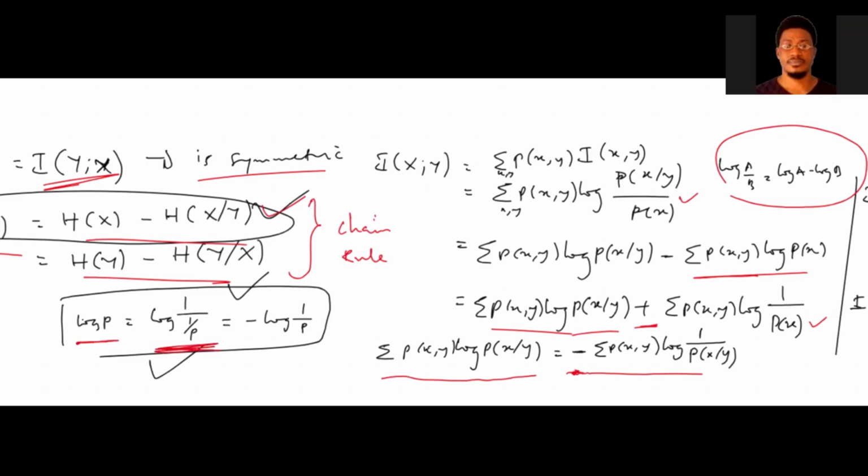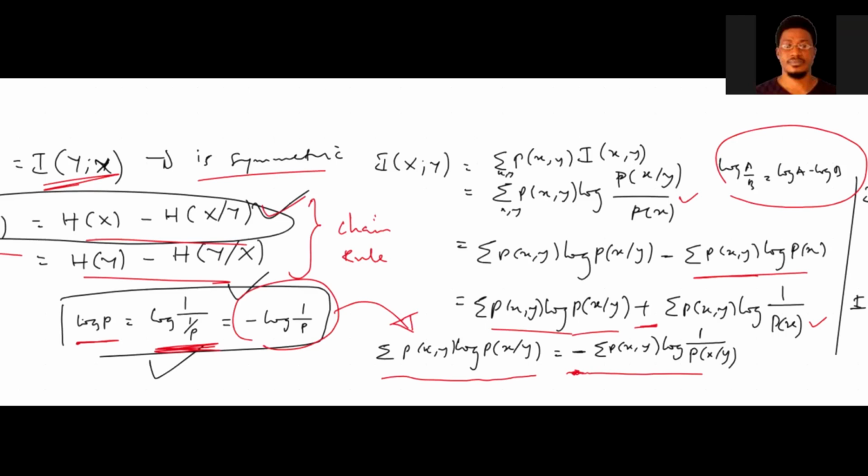Now, let us do this. Log P is the same as log 1 over P, right? Yes, sir. And now this is the same as negative log 1 over P. If I take this 1 down this way, then I still have negative log 1 over P. Is that clear? Yes, sir. So that's what I just did here.